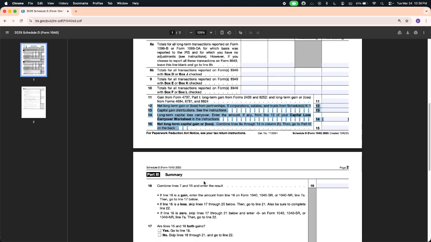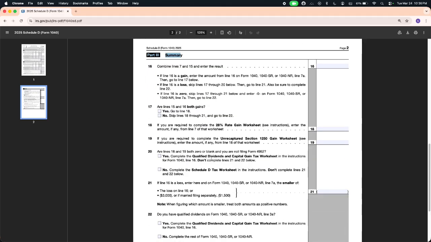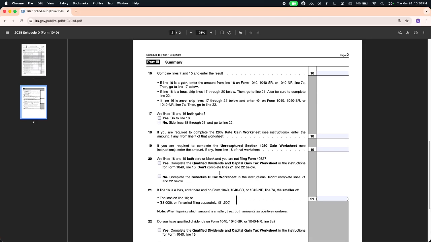And after that, go to Part 3, which is the summary. On line 16, combine line 7 and line 15. So this gives the overall result. If it's a gain, the form tells where to enter it on the tax return. If it's a loss, follow the directions for the loss section, then answer the yes or no questions on the remaining lines and complete any extra worksheet only if the form instruction says it's needed.